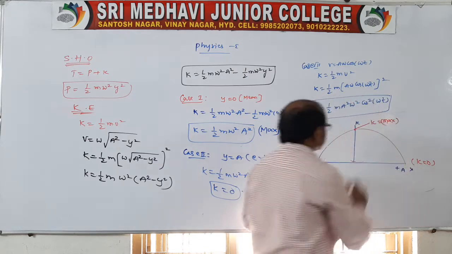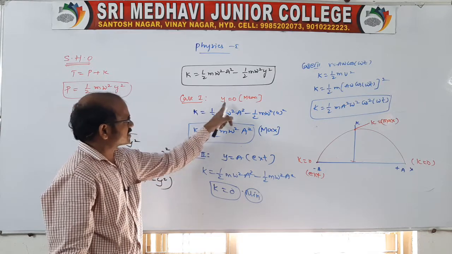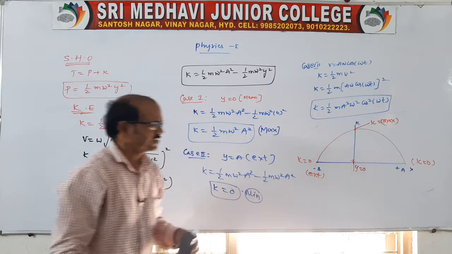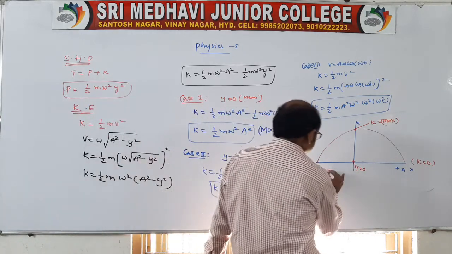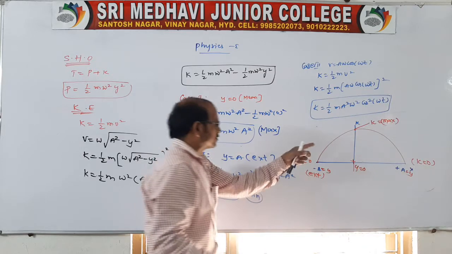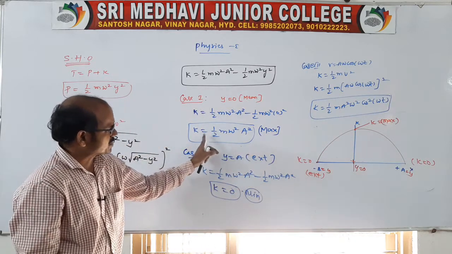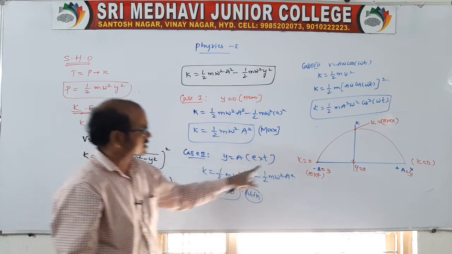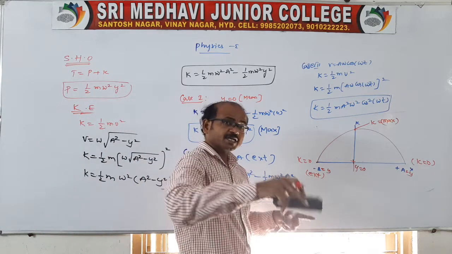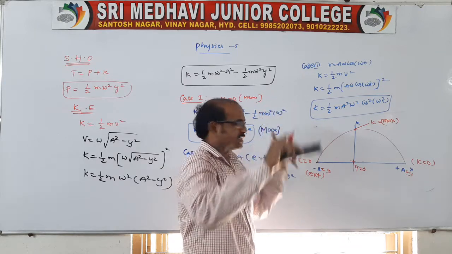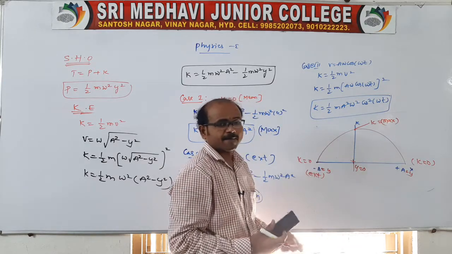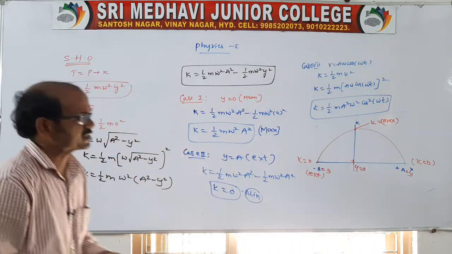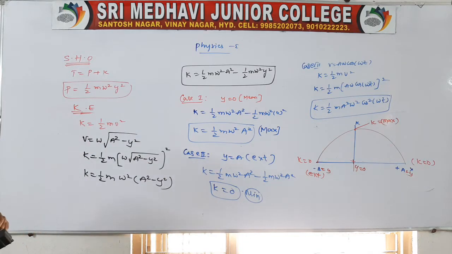You look into the relations also. At the mean position, the displacement is 0, and at the extremes the displacement is maximum. So at the mean position, where displacement is 0, kinetic energy is maximum. At the extreme conditions, kinetic energy is minimum. Potential energy is the reverse. Kinetic energy will be like a parabola. These two curves are very, very important. You go through these two curves and you do this problem.